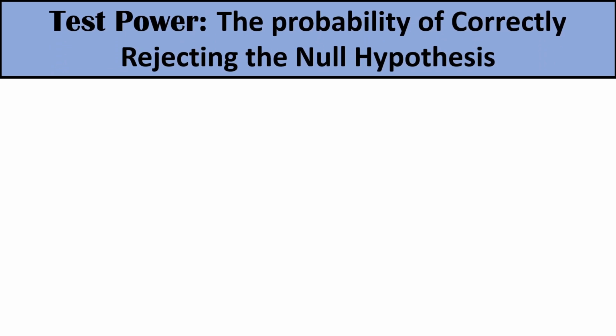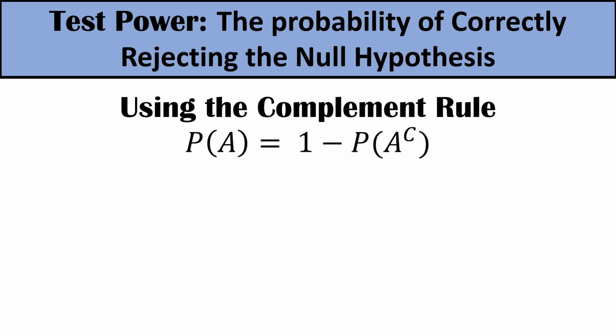So going back to test power, that's the probability of correctly rejecting the null hypothesis. We said that the probability of a type 2 error is beta. That's the probability that the null is false, but you fail to reject it. Test power, the probability of correctly rejecting the null hypothesis, is related to beta, and I want to show you what that relationship is. Here we're going to use the complement rule. What that says is the probability of any event A is equal to 1 minus the probability that A doesn't happen. I think that's quite logical.